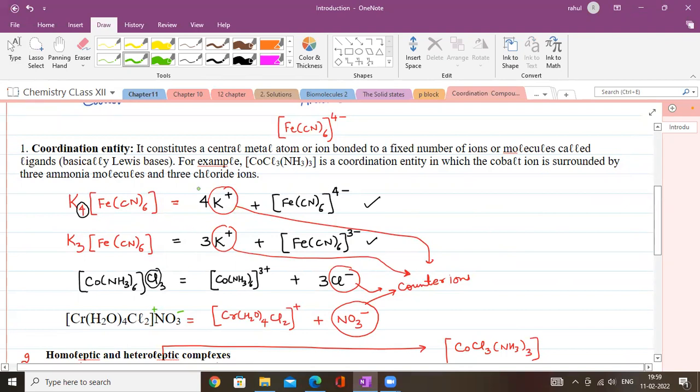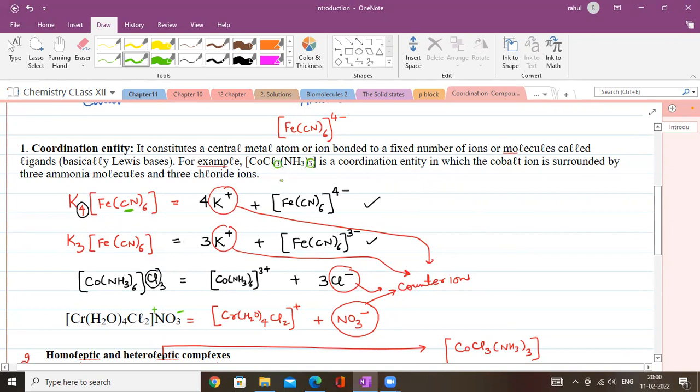As I was telling you, this bracket is called the coordination entity. If I ask you what a coordination entity is, it is that which consists of a central atom or an ion which is bound to a fixed number of ligands. Here, of course, we have cyanide. These ligands are basically Lewis bases, as I said. I gave you the example of [Co(NH3)3Cl3] also, which is one of the coordination entities in which cobalt is the central atom, surrounded by 3 ammonia ligands and 3 chloride ligands.